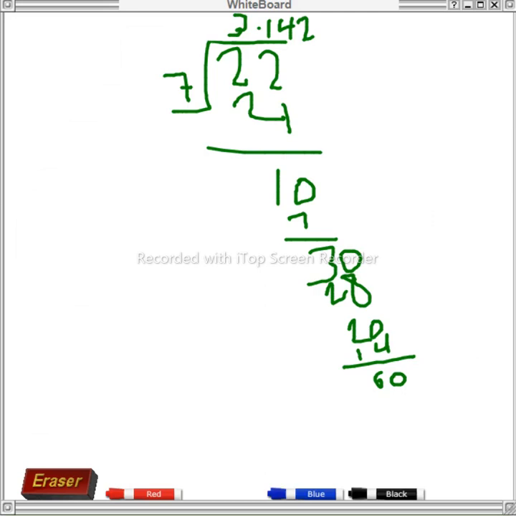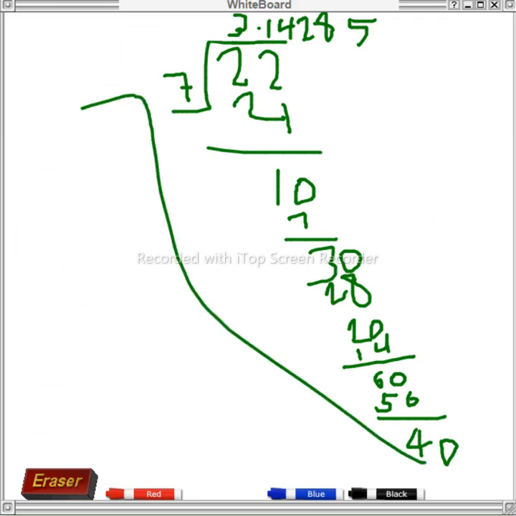We get 8. 8 times 7 is 56. When we subtract 56 from 60, we get 4. 4 is not divided by 7, so we will give 0 here. 40 divided by 7, we get 5. 5 times 7.